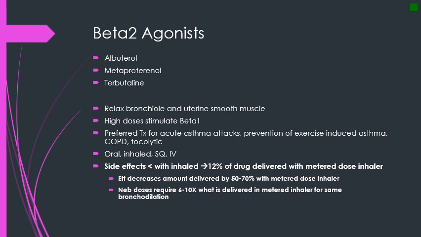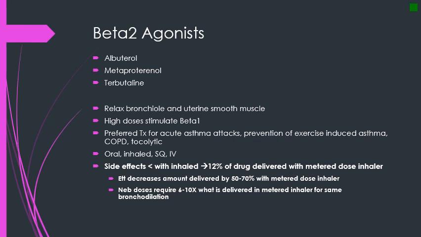So what do we use beta 2 agonists for? Typically it's used for those asthmatic patients that have acute asthma attacks. It's also used for preventing exercise-induced asthma. It's used for treating COPD patients, and then it's also utilized in labor and delivery as a tocolytic. So you can give it oral, inhaled, sub-Q, or IV.